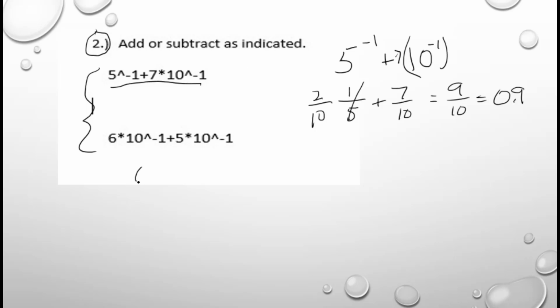This one here, I have 6 times 1/10 plus 5 times 1/10, right? So I have 11/10. You follow that? 6 times 1/10 is 6/10. And that's plus, it's a plus sign. 5 times 1/10 is 5/10. So 11/10 is 1 and 1/10.